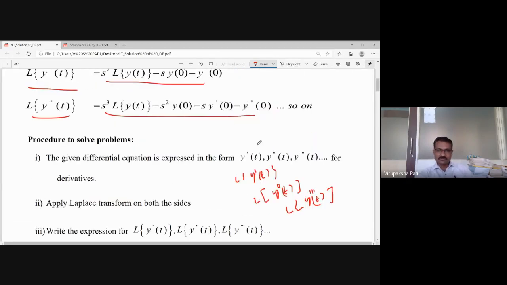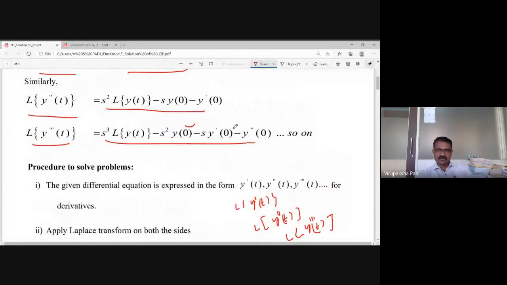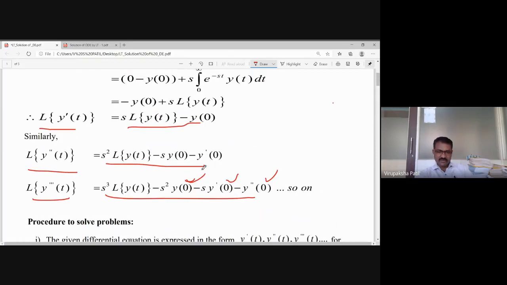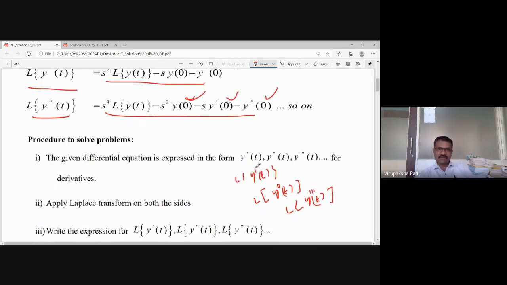If you substitute the numerical values of y at 0, y dash at 0 and so on, everywhere applicable, and simplify, then you will be left with only s values and L of y of t. So express this L of y of t in terms of what?